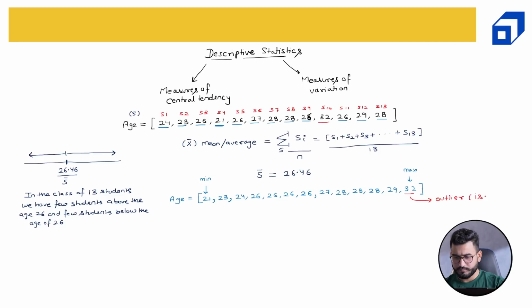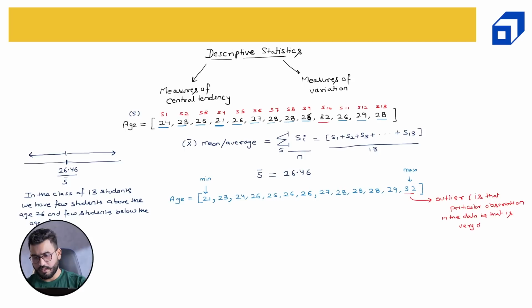Outlier is that particular observation in the data that is very different from the majority of the data points. So if you carefully observe, here the majority of data points belong to 20s, 21, 22, 23 till 29, but suddenly there is a number 32, and that is basically the outlier.